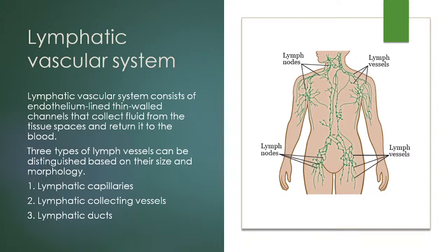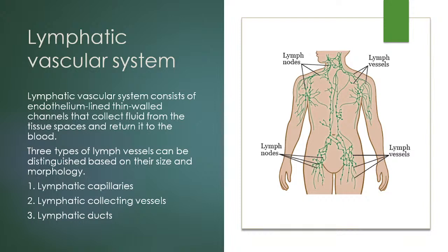Lymph vessels empty intermittently into lymph nodes, from which the lymph continues in efferent lymph vessels. And the last type, lymphatic ducts.